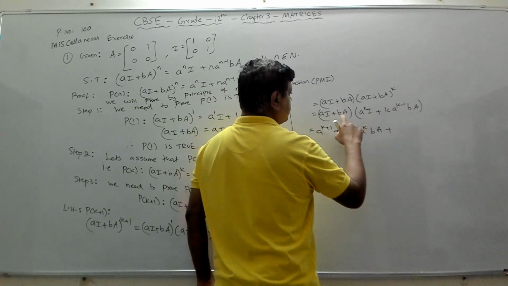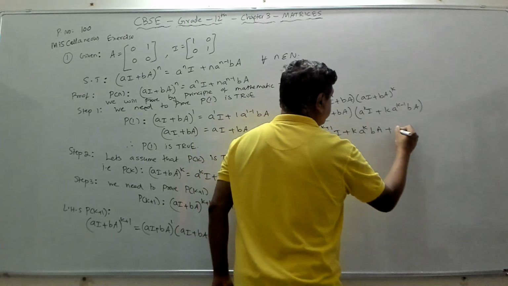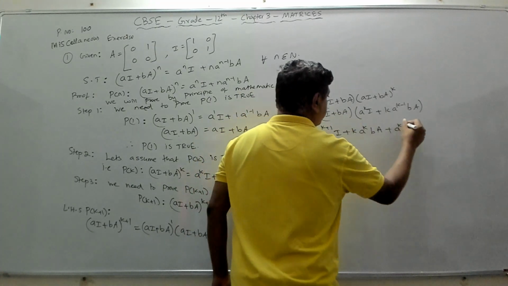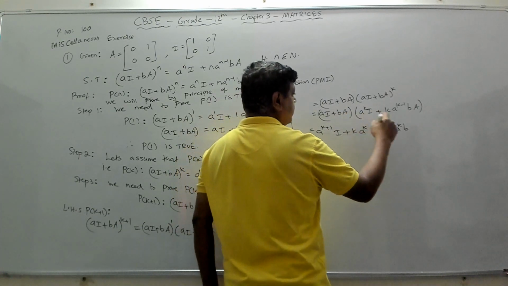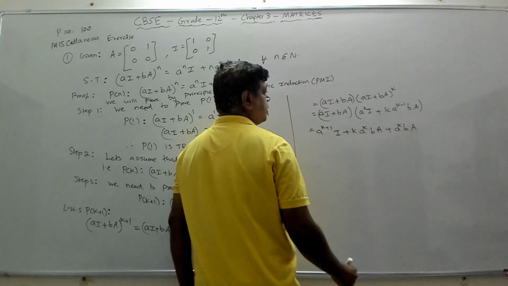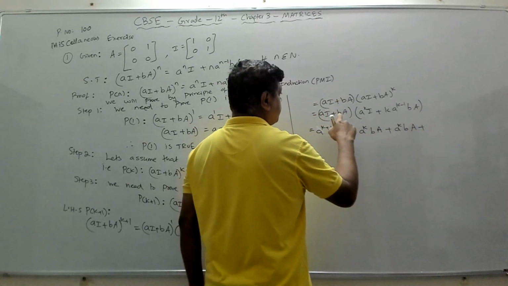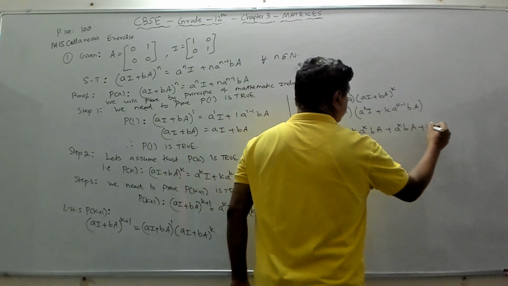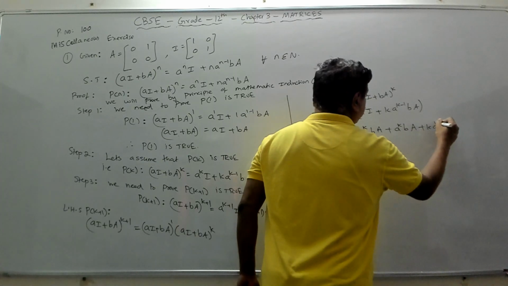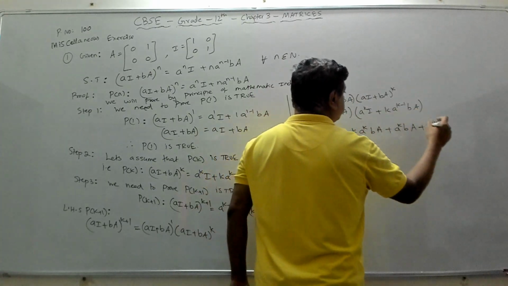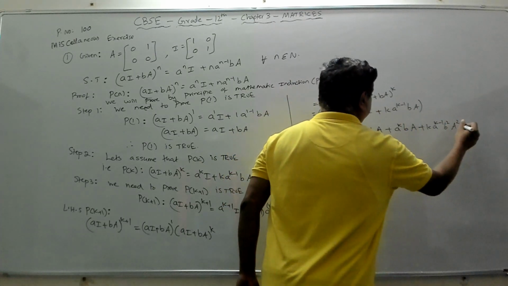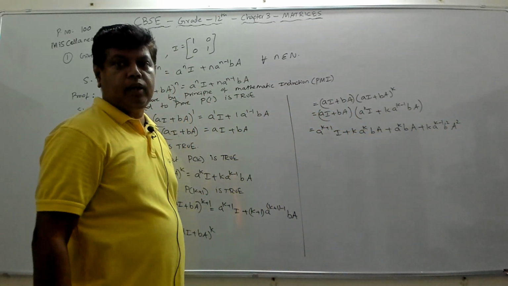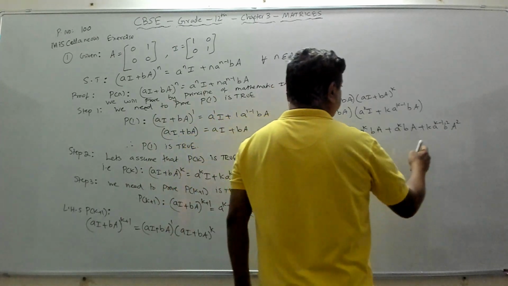Plus bA into this, so this into this. So b into it. This will become a power k b. First I am writing the small numbers. Then the matrix A into I is A, plus again multiply b. This is k a power k minus 1. b into b is b square. A into A, capital A, is capital A square.